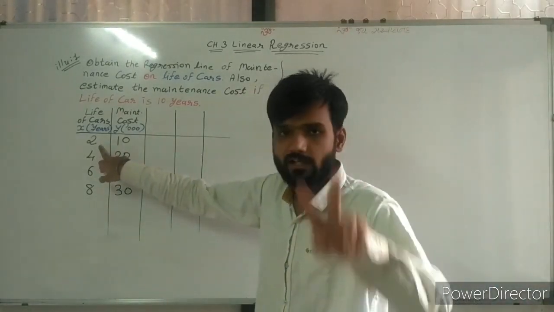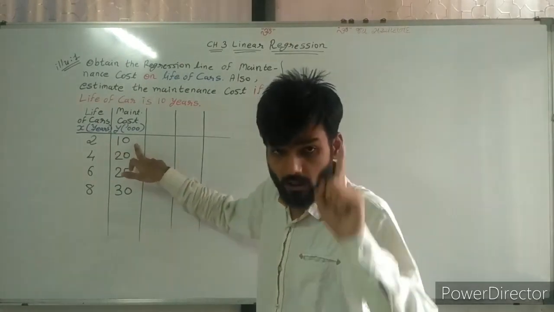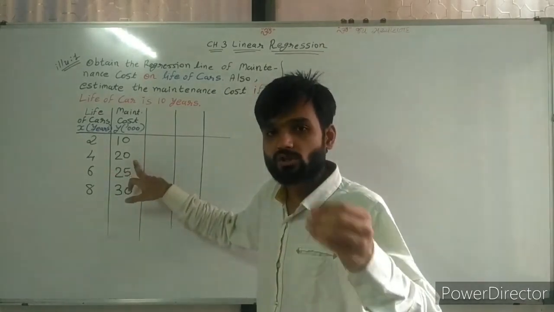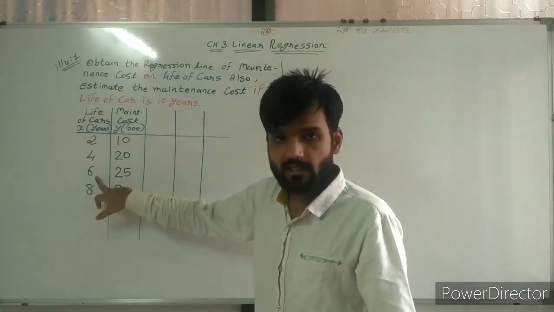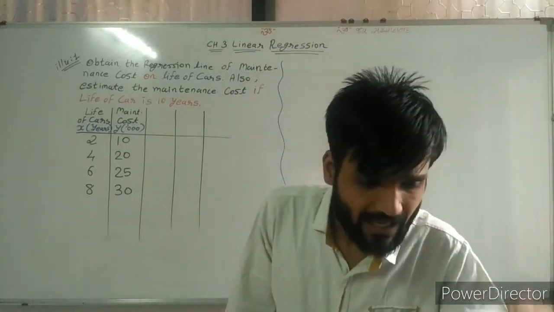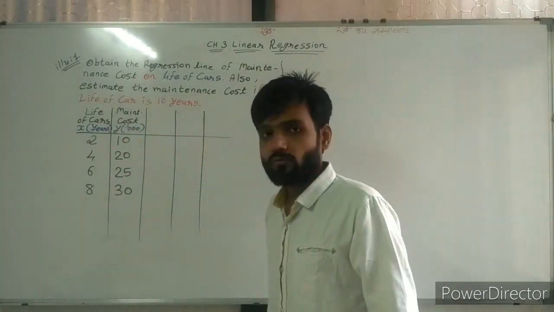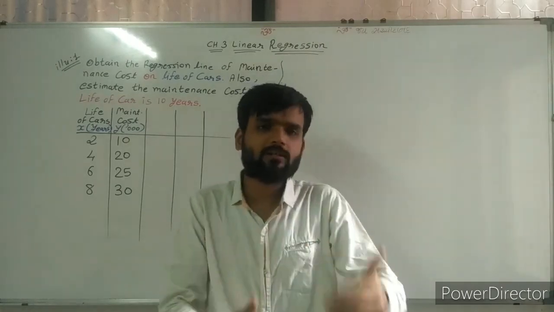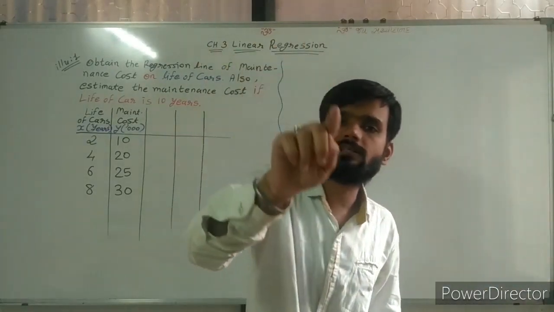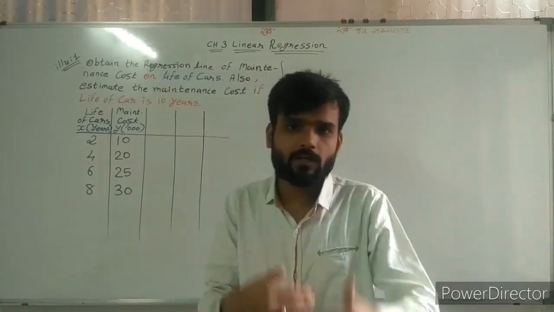It means if the life of the car is 2 years, maintenance cost is 10,000 rupees per year. 4 years life, per year maintenance cost 20. 6 years life, per year maintenance cost 25, because average annual maintenance is given. And we all know that as a car becomes older, the maintenance cost is high. So here maintenance cost is increasing year by year.